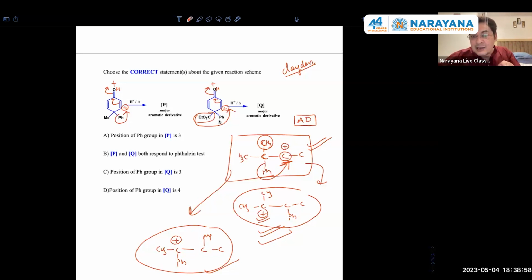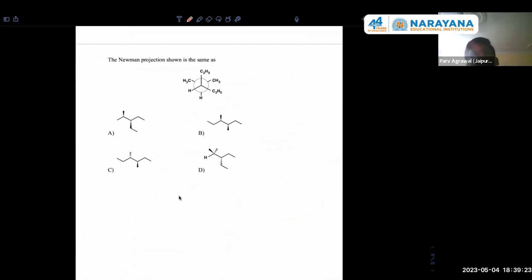So in such a case, phenyl will remain on the para position. In such a case, phenyl will come on the meta position. So in compound P, phenyl is on the 3rd position. In compound Q, phenyl will be on the 4th position. Not getting the situation? Clear, sir? Yes, very good.